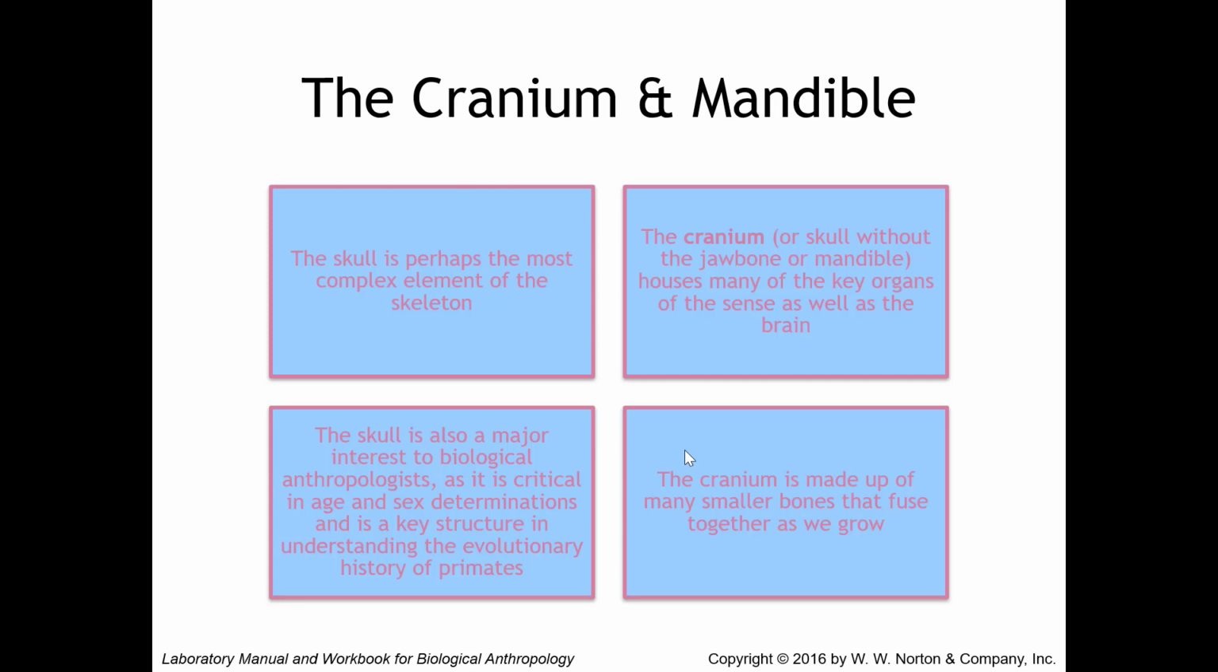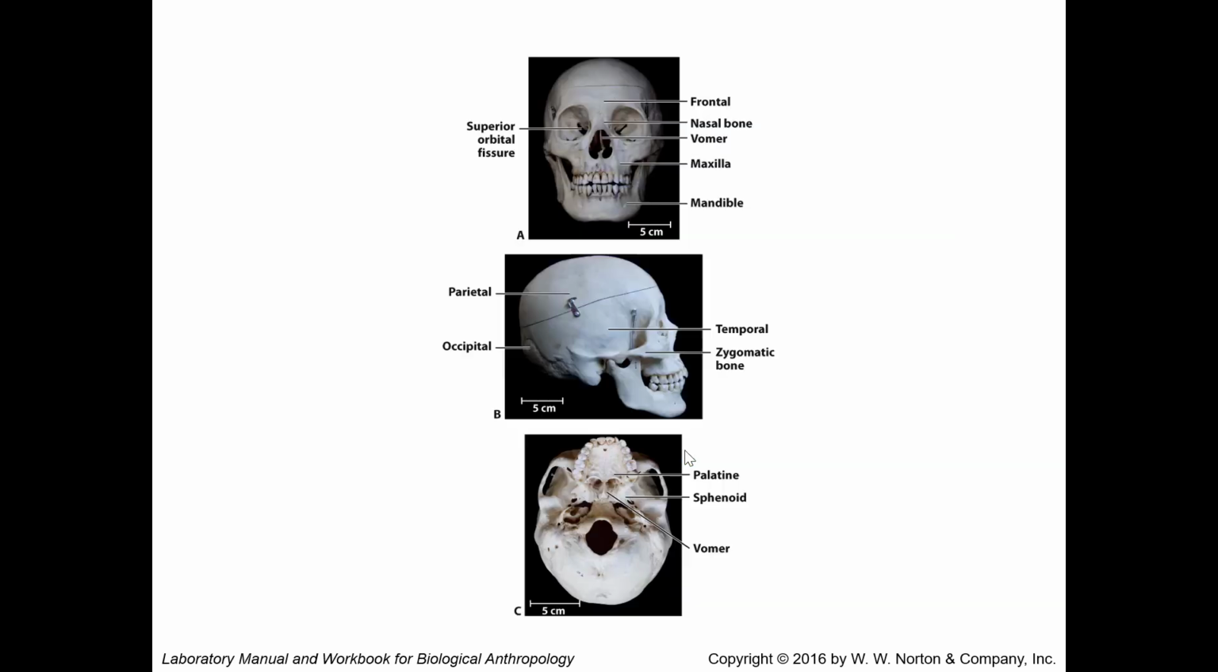The skull is a major interest to us as biological anthropologists because it's critical in age and sex determinations. It's also a key structure in understanding the evolutionary history of primates, and we'll see this as we continue on in the semester. We're going to see it when we talk about human variation, as well as looking at the craniums of our primate relatives. So the cranium is made up of many smaller bones that fuse together as we grow.